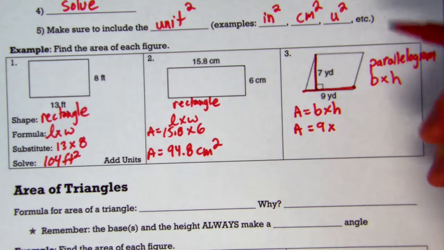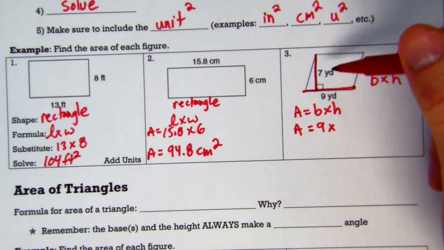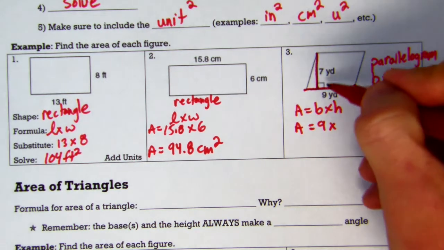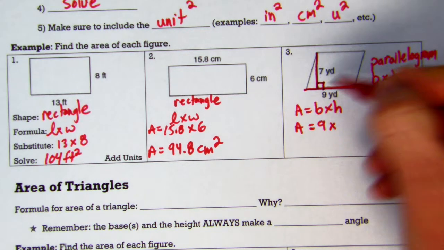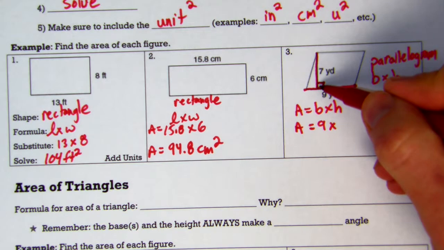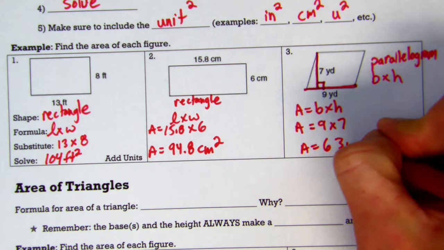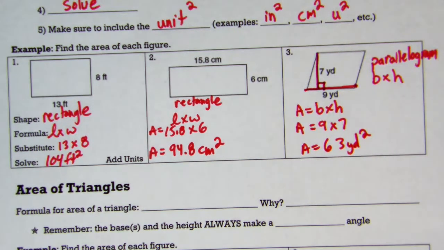Whenever my base and my height meet, and this holds true for triangles, which we're going to do next as well, we always need to make sure that our base and height are perpendicular to each other, which means they make a 90-degree angle. So 9 times 7, and we get an area of 63 yards squared.